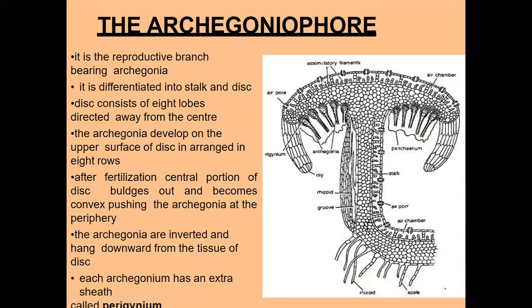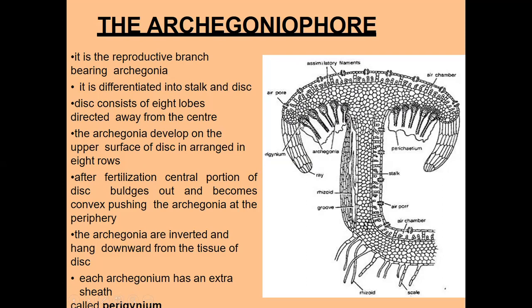Now when we talk about the archegoniophore, which is called the female receptacle, when you observe it, it appears just like a flower, having 8 lobes here also. It consists of the 8 lobes. An important point of Marchantia to be remembered is that, as in video 4, the antheridia are developed inside the antheridial chamber. But here, the archegonia are developed in an inverted manner.